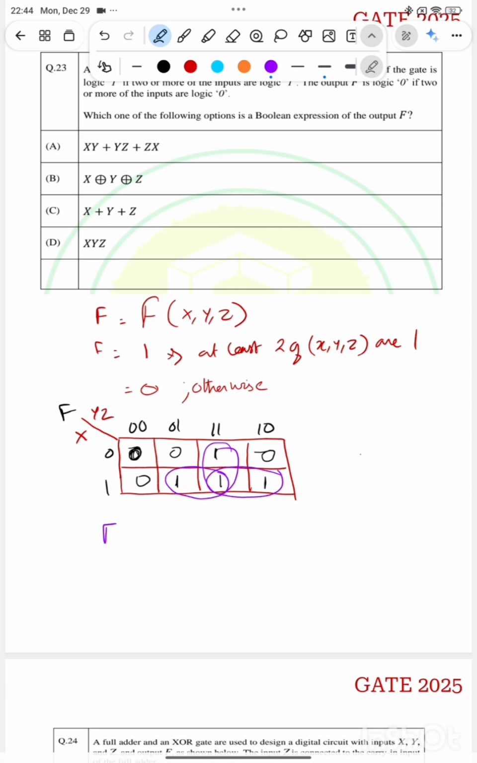So what will be f? So starting from this one, for x is 1, and for y z, I have 0 and 1, so that is cancelled. So I have xz. For this group, again x is 1, so x, and z is cancelled, only y I have. And for the third group, I have both x equal to 0 and 1, so I have yz. So f equal to xz plus xy plus yz. So answer is A. Okay.